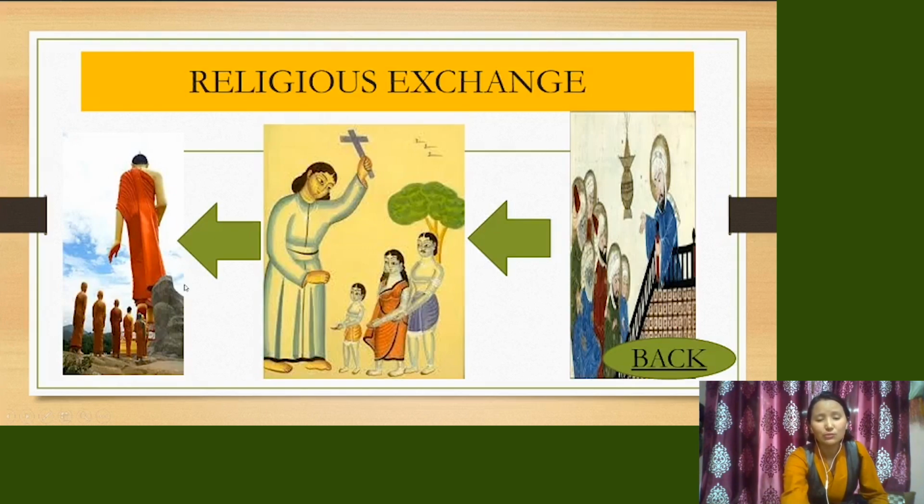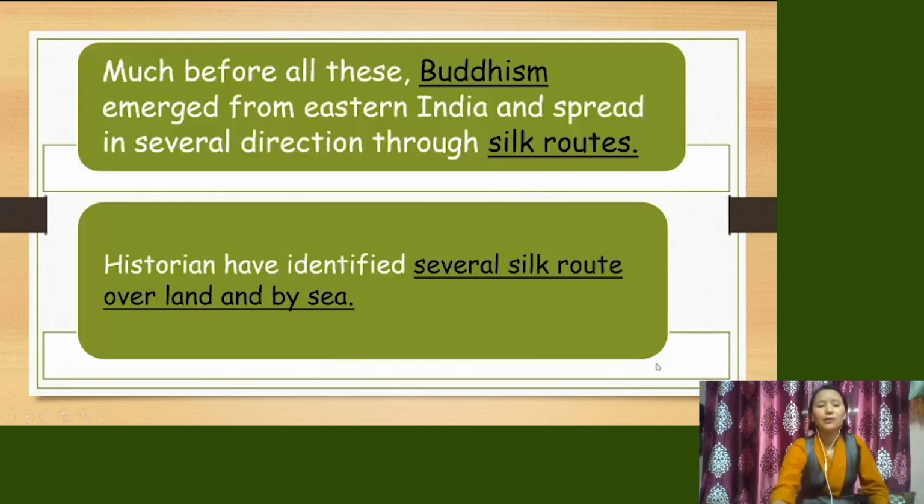Now we can see that the oldest religion which the Silk Route helped to spread is Buddhism. Then after this, the Christian religion was spread, and then after this, the Muslim religion was spread, right? Okay.